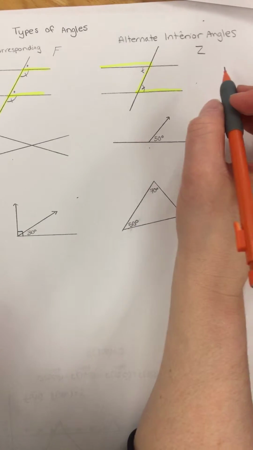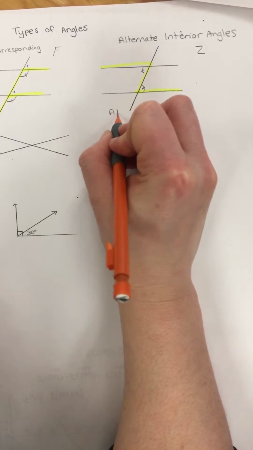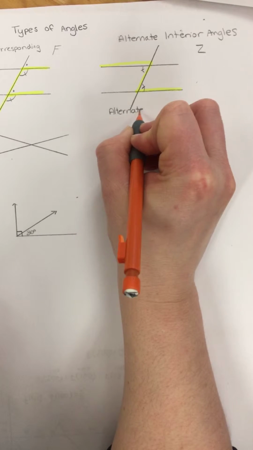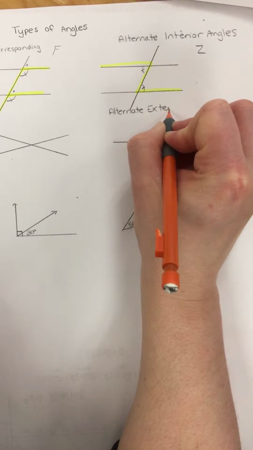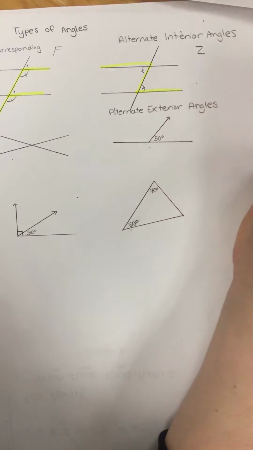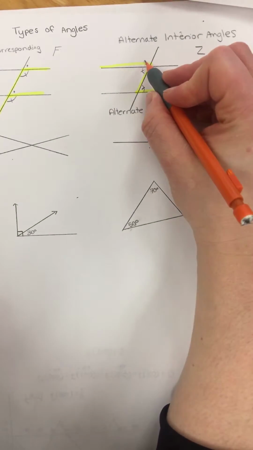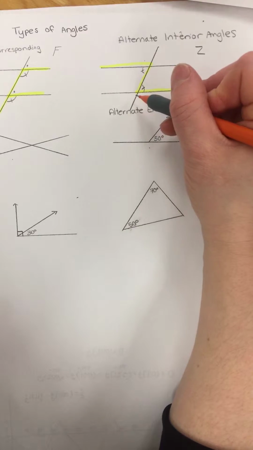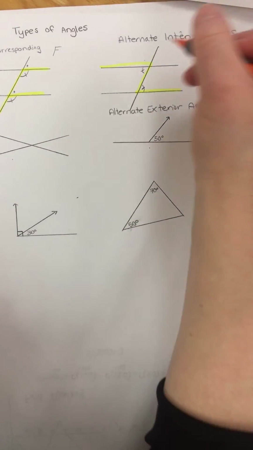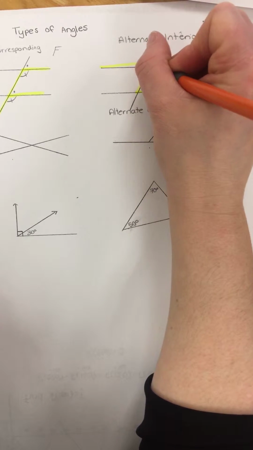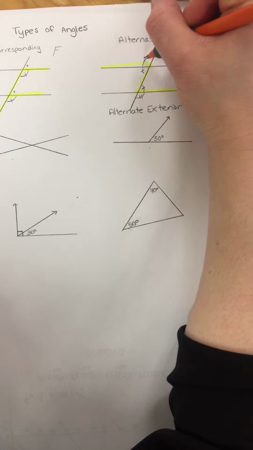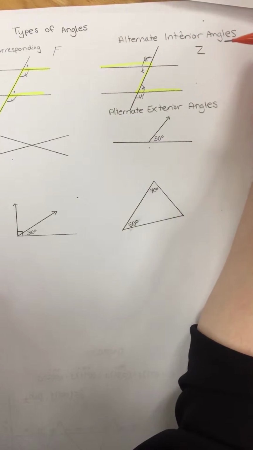At the same time with the Z pattern, there's something called alternate exterior angles. And so that's where it's on the outside of the parallel lines. So interior is the inside angles, exterior would be the outside angles. So this angle here and this angle here are congruent.